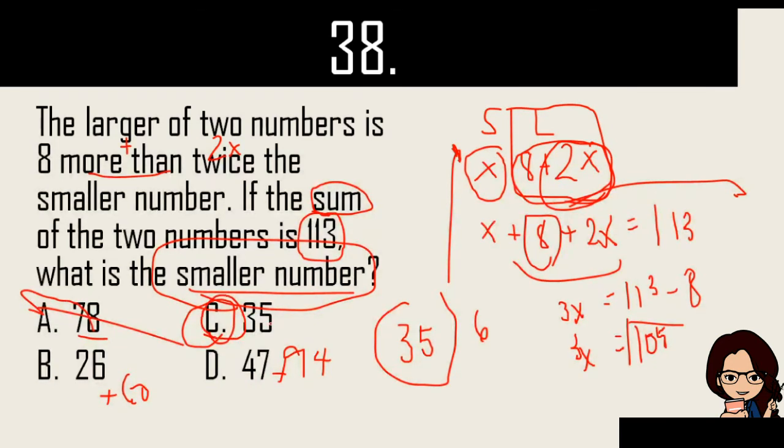Gusto mong i-try din, ganun din yun. 70 plus 8 is 78. Okay? So, 35 plus 78 is 113. Yun na agad yung sagot.